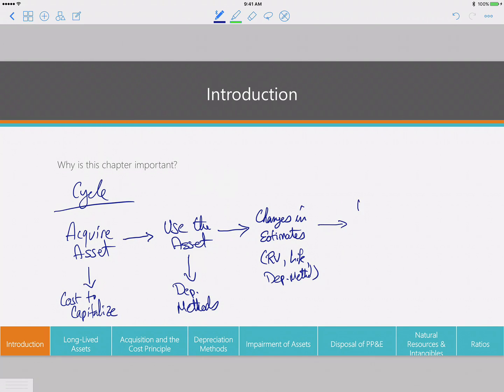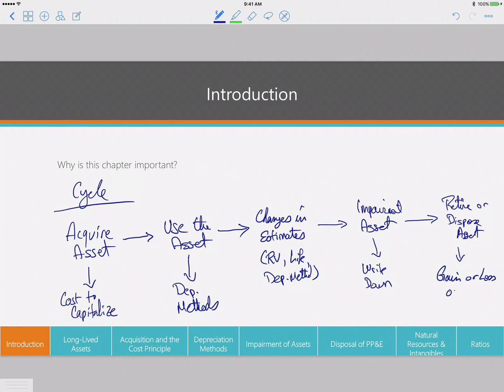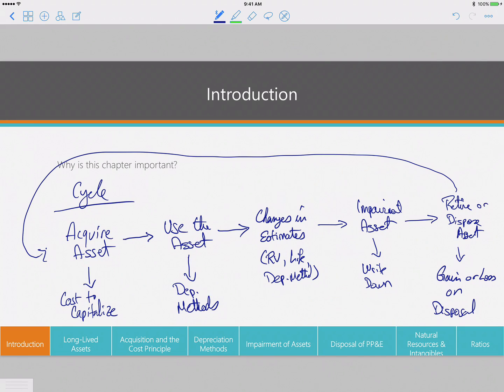Finally, there is a chance that there may be an impairment of the asset, and we're going to go through what that means later on. But essentially, if we were to impair an asset, we would have to write down the value of the asset. And finally, at the end of the useful life, we would retire or dispose of the asset. And so we might sell it to another company, to another business. So we may actually have a gain or loss on disposal. And at the end of this cycle, the company would replace the asset and start it all over again. So this is just a big picture, macro view of the chapter.